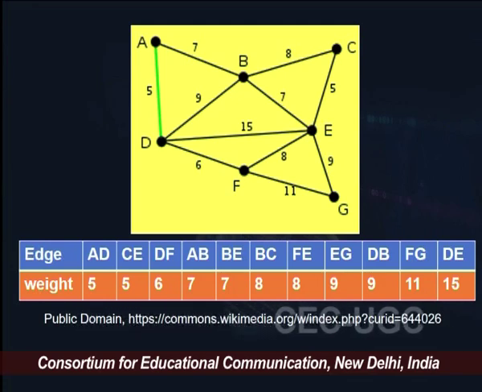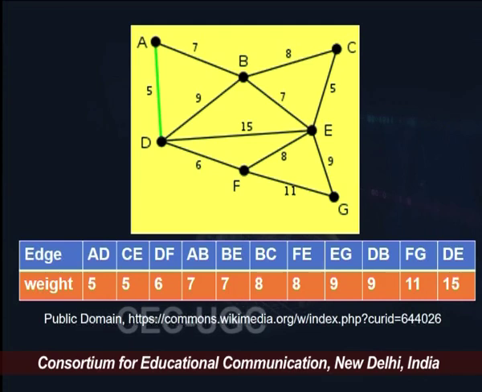Here you can see that we have given edges and also we have given weights, and please note that these edges are written according to the increasing weight. That means the weight of AD and CE is 5 each, then comes DF which is 6, then AB which is 7, BD also 7, BC, FE are 8 each, and EG and DB are 9 each, then FG is 11 and DE is 15.